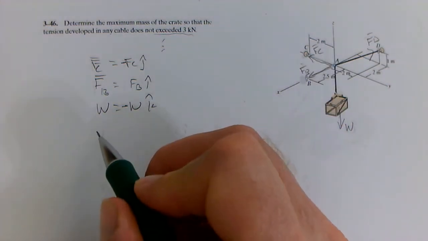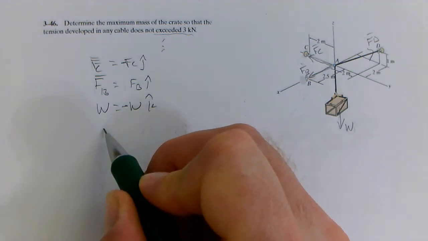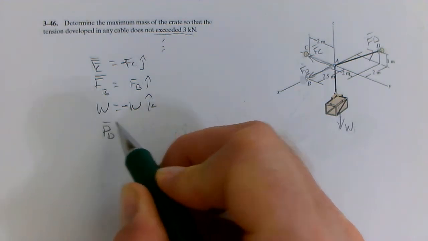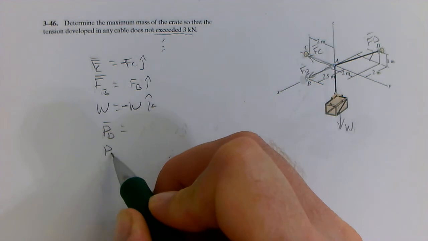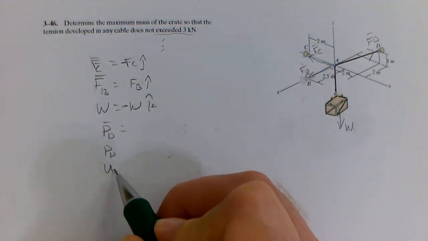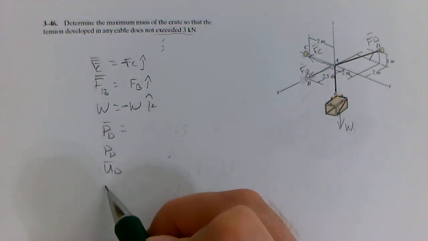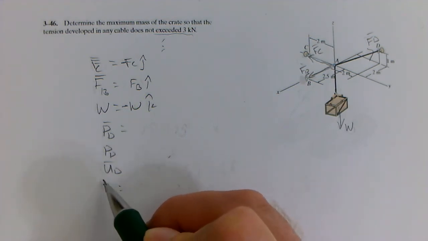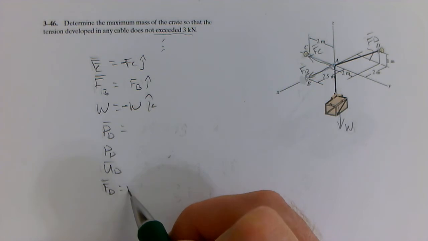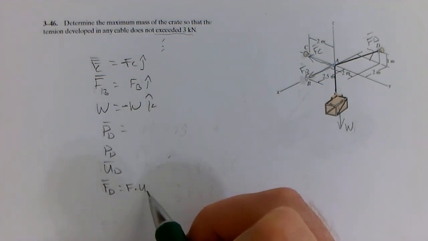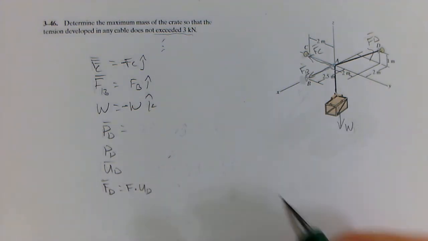So FD, we're going to start by finding position D, and then magnitude D, and then unit vector D, and then we'll find FD equals the magnitude FD, dot the unit vector D. All right.